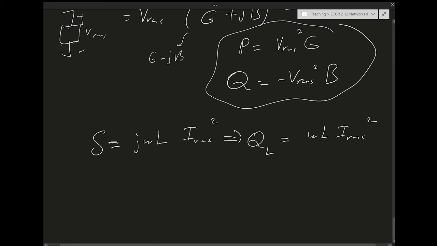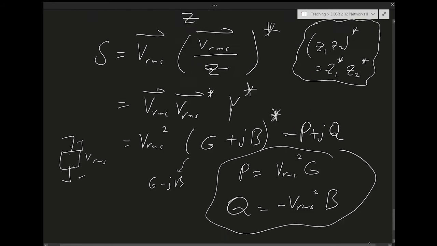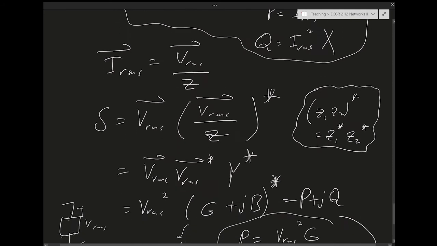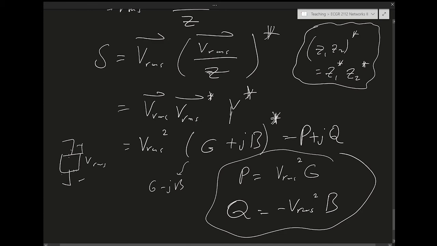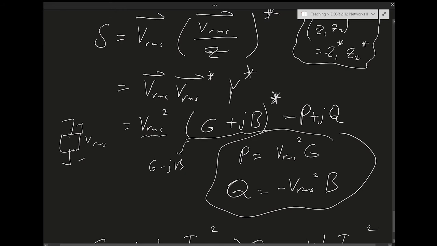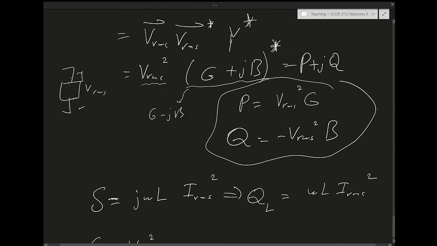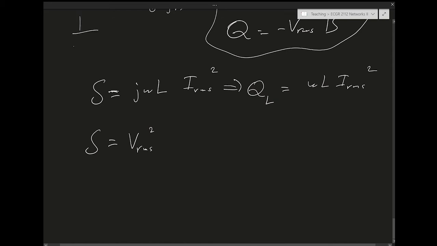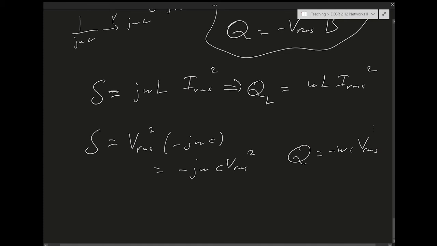That's the reactive power. Okay, for a capacitor, I could take the admittance of the capacitor. In this case, I have to take V RMS squared times the conjugate of the admittance. What's the admittance of a capacitor? If the impedance of the capacitor is 1 over j omega C, the admittance is j omega C. The conjugate of the admittance then is minus j omega C. So this equals minus j omega C V RMS squared. That tells me for a capacitance, Q is minus omega C V RMS squared.